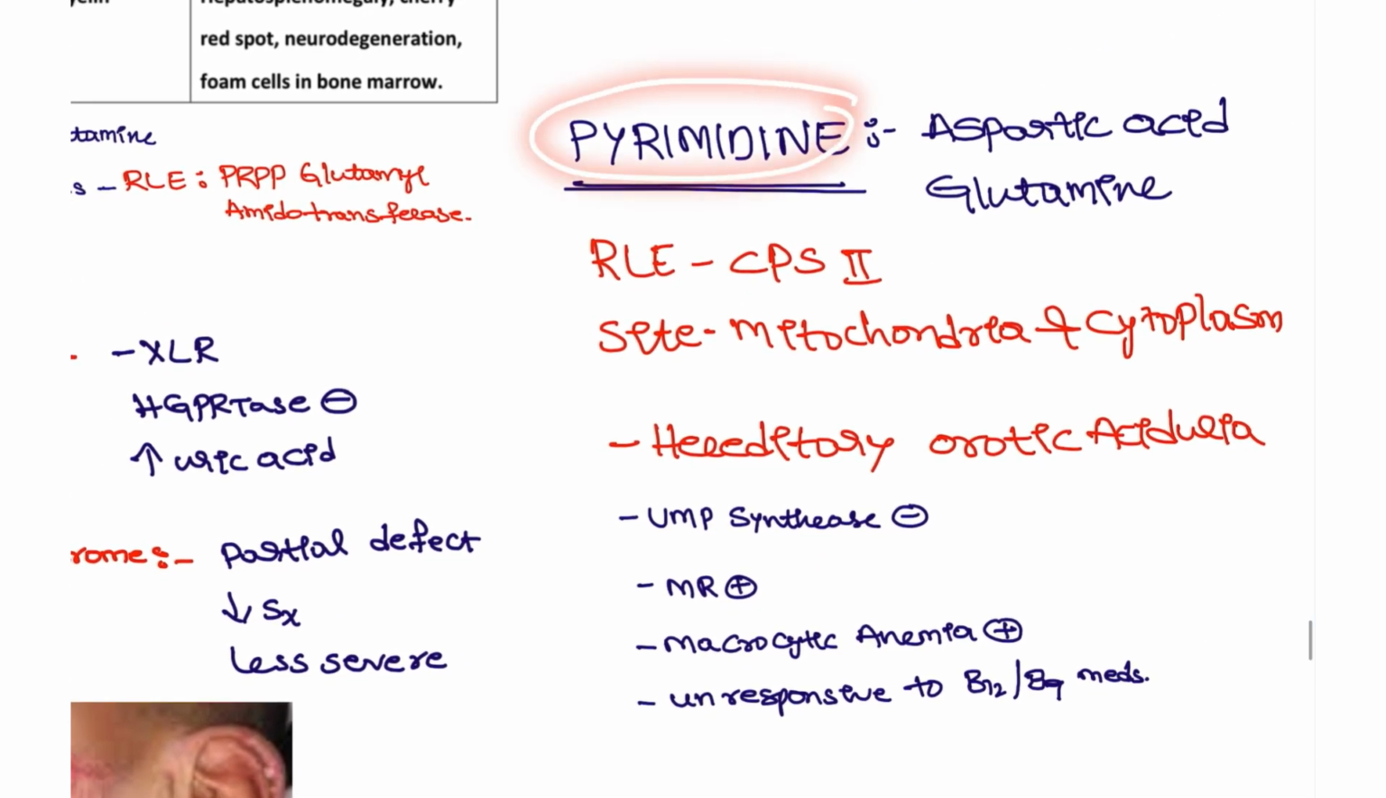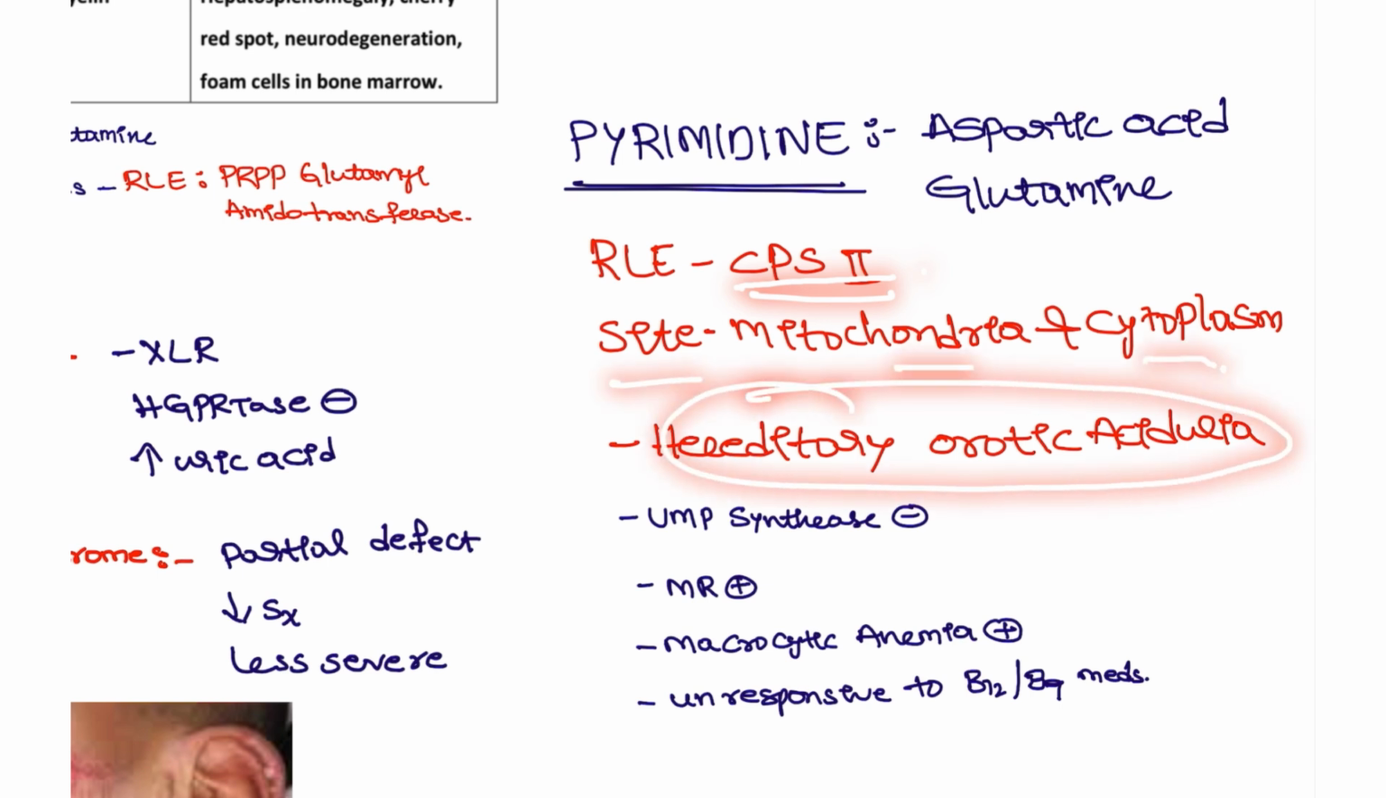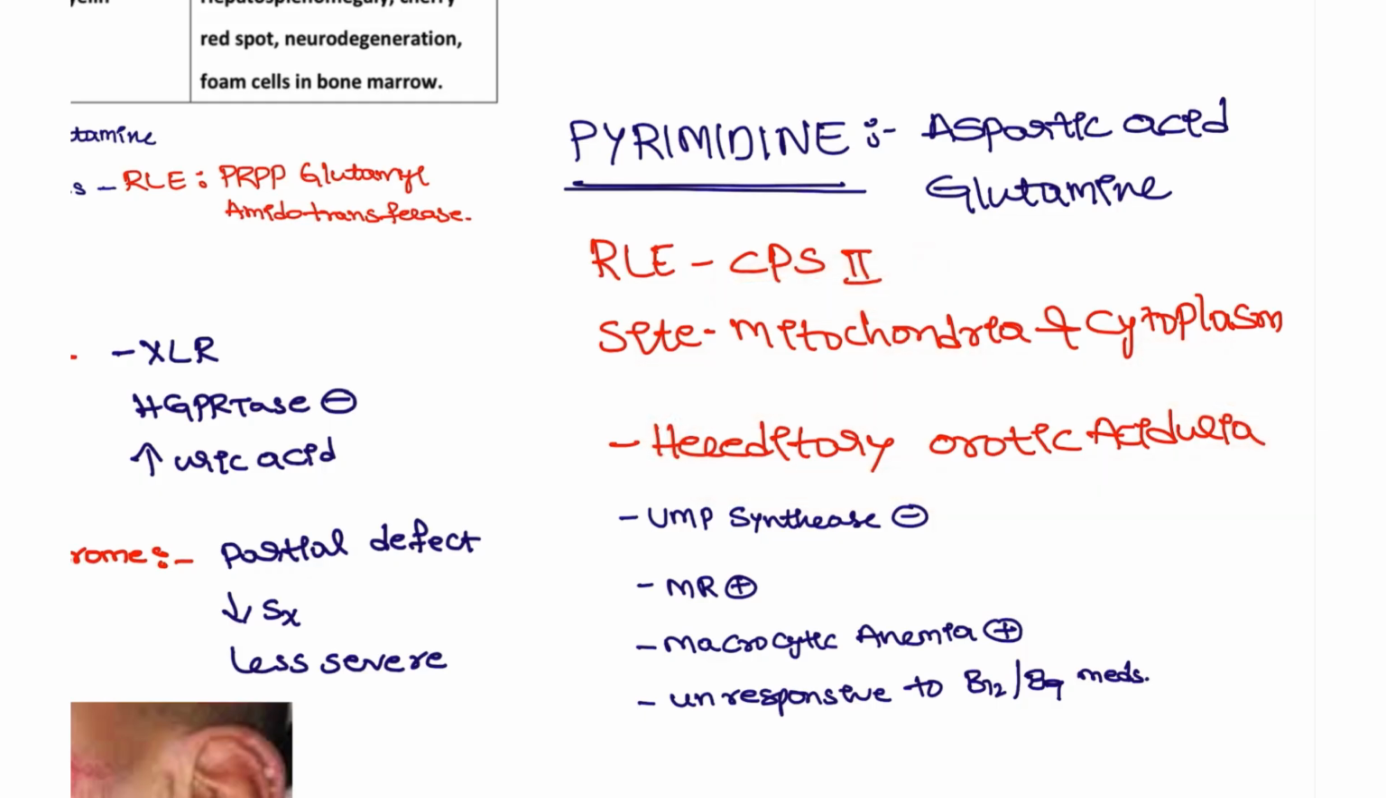Next, pyrimidines, which are made from aspartic acid and glutamine, and the rate limiting enzyme is CPS 2, carbamoyl phosphate synthetase 2, and the site is mitochondria and cytoplasm. The only disease associated here is hereditary orotic aciduria, and the enzyme that is deficient is UMP synthase, with mental retardation and microcytic anemia. If they are not responsive to B12 and B9 medications, it is likely to be hereditary orotic aciduria.